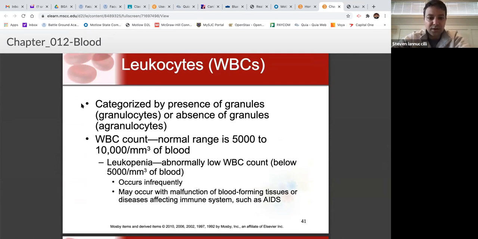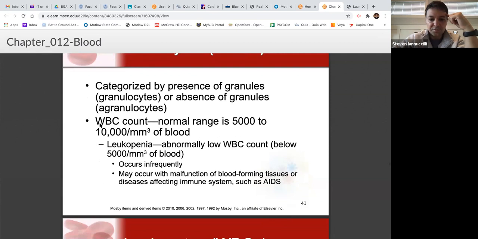Leukocytes are white blood cells. We can categorize our leukocytes by the presence or the absence of what we call granules. If the cell has granules, we call it a granulocyte. If the cell does not have granules, we call it an agranulocyte. We said before that the normal range is between 5,000 and 10,000 per sample of blood.